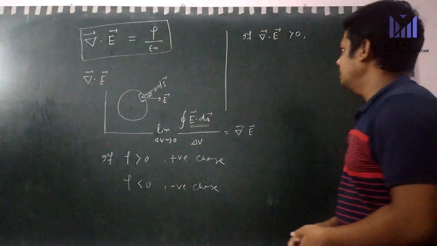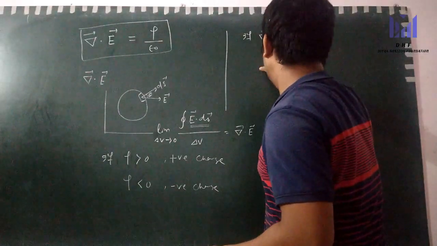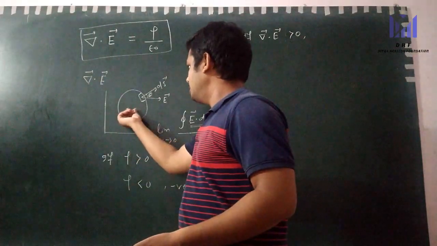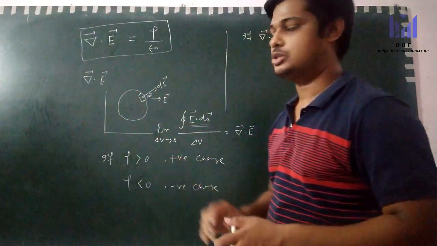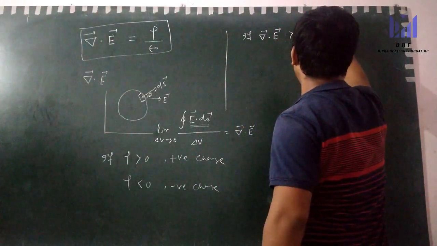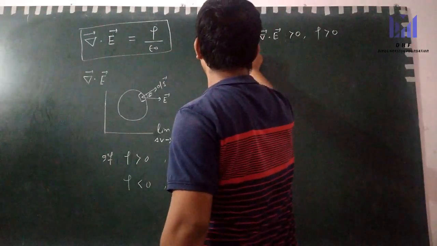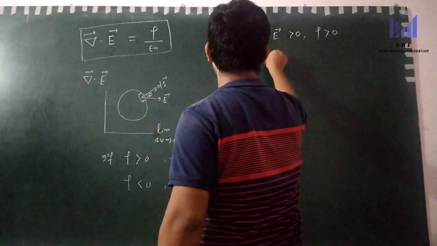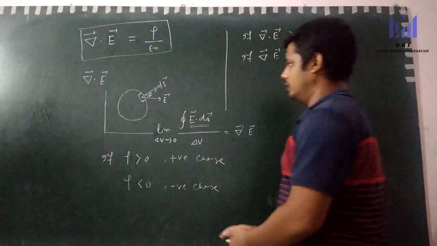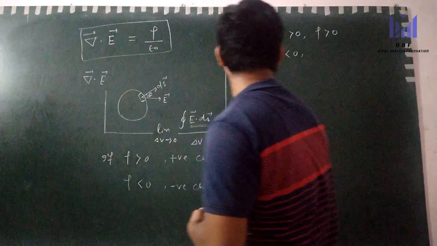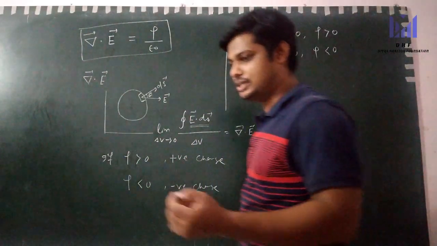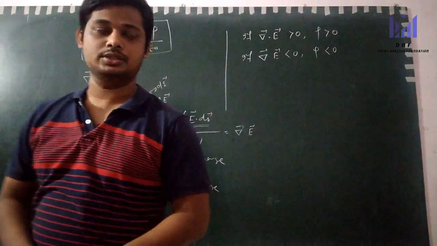So moreover, we can say if divergence of E at a point is greater than 0, then there must be a positive charge inside that small volume, so rho is positive. Or if divergence of E is less than 0, then the charge enclosed within that closed volume will be less than 0, that is rho is negative, or charge density at that point will be less than 0.